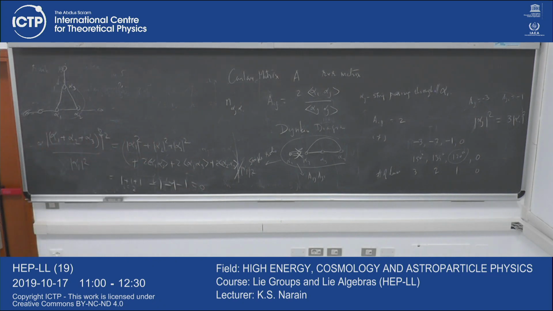So what does it mean? On the other hand, we know the metric is positive definite, so that means this vector itself is 0. That means these are not linearly independent. But we have already seen that the simple roots are linearly independent, so this is impossible.